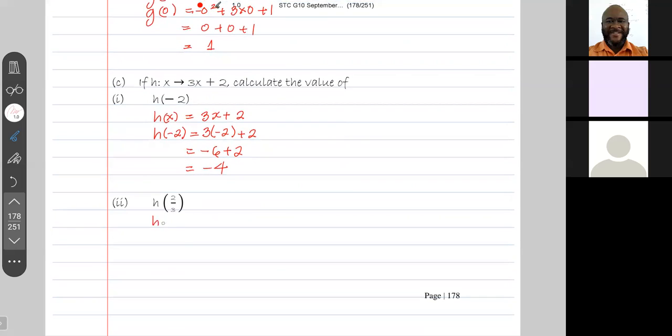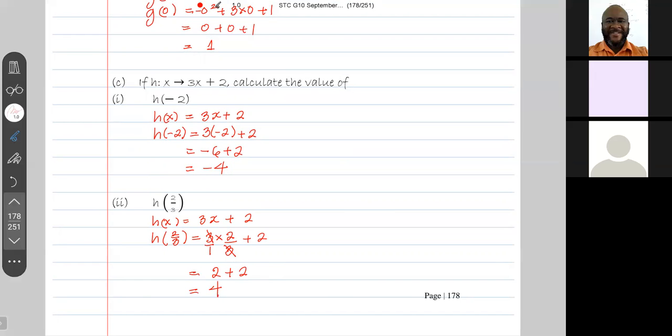We have h of x is equal to 3x plus 2, and we're asked to find h of 2/3. What this is saying is over to the right, wherever I see x, I'm going to take out x and put 2/3. So this is 3 times 2/3 plus 2. 3 cancels 3. 1 times 2 is 2 plus 2, and this is 4.